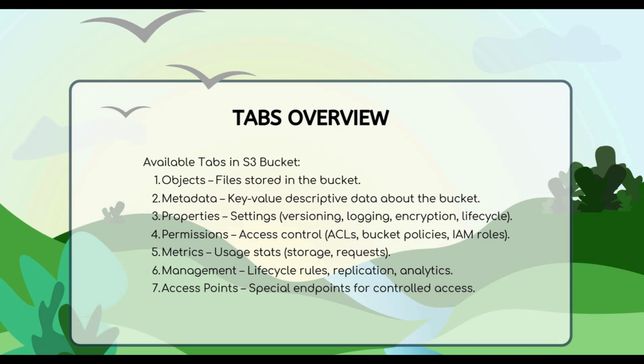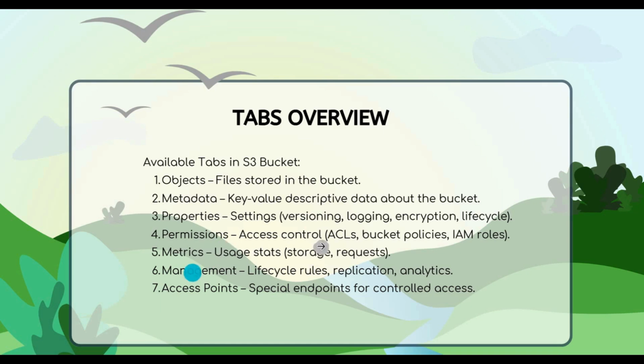Next, Metadata. This is descriptive data about the bucket or objects. It is stored as key-value pairs. Metadata helps in searching, sorting or applying rules later. Properties. Here we can configure important bucket-level settings like versioning, logging, encryption and lifecycle rules for automatic transition between the storage classes.